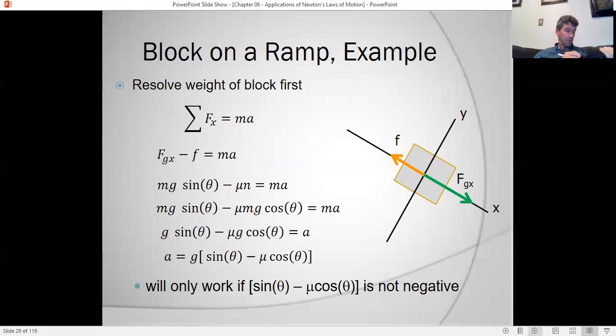Now, what about the x direction? Before, when friction wasn't present, I just had this term, and that was mg sine theta, and I could find A from that. Now I've got this extra term that I just figured out.